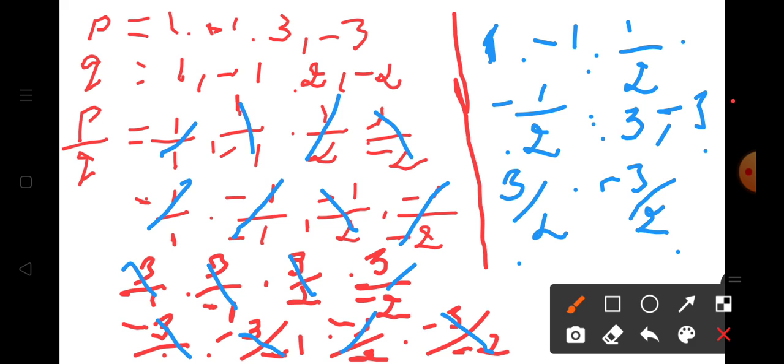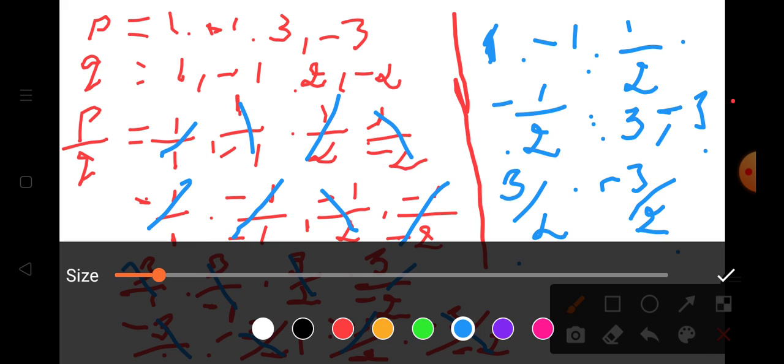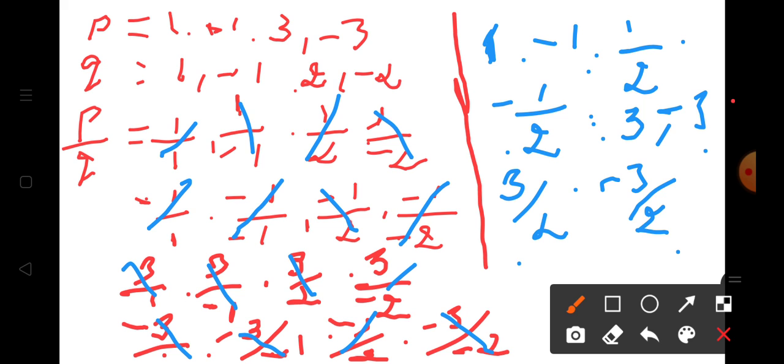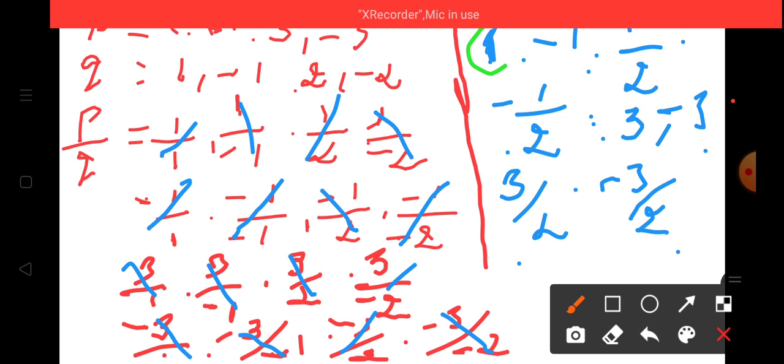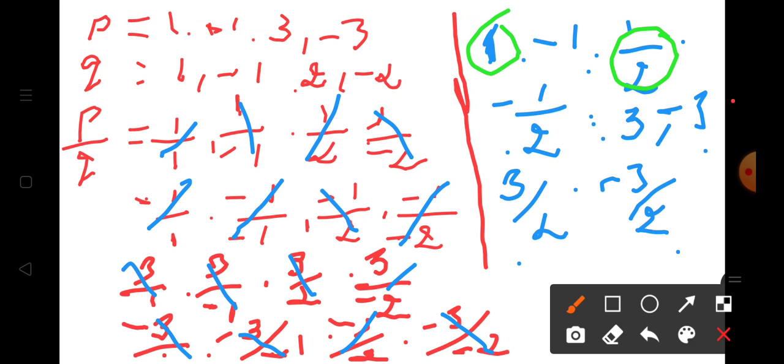But here, how many positive values and how many negative values? Are you following the positive and negative values? Here 1 is a positive value and 1 by 2 is another positive value. 3 is a positive value. 3 by 2 is a positive value. So we have 4 positive values.